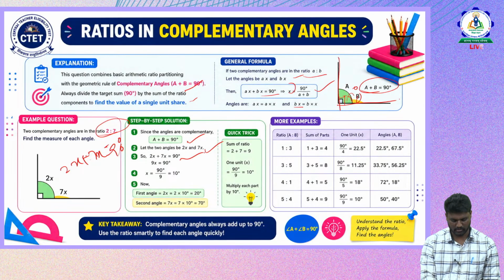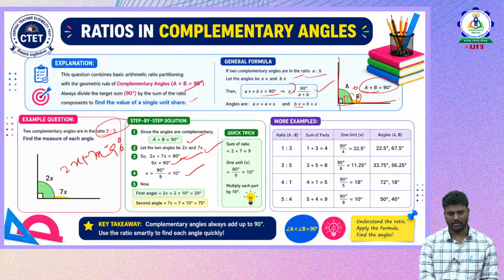The total of the given angles is 9x, which is equal to 90 degrees. Then from this you need to identify the x value in order to identify each angle. So x will become 10 degrees. Now what is the ratio they have given? 2x and 7x. Now we know the x value.